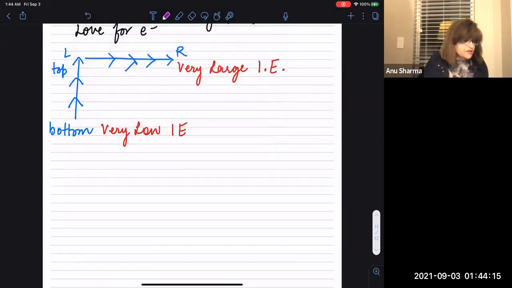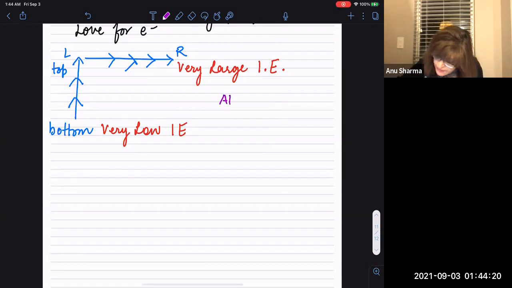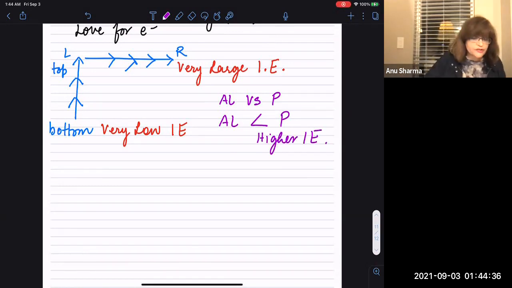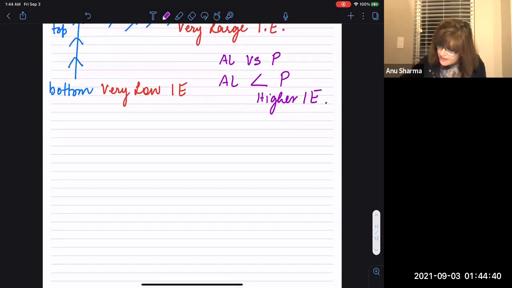If you're given two atoms and asked to tell which one has a higher ionization energy, aluminum versus phosphorus: aluminum will be low and phosphorus will have a higher ionization energy. So phosphorus.